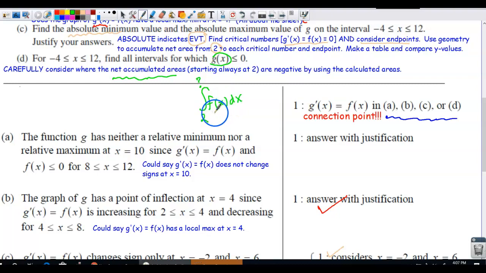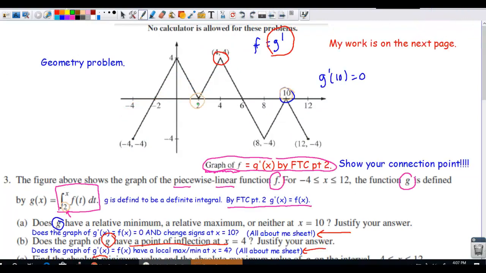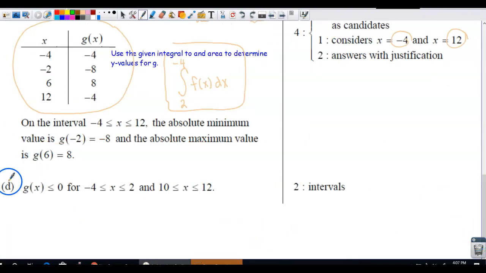dx. So I'm going to start at 2, and I'm going to go to -4, and then 2 to 12, and then I'm going to determine where the areas are positive and negative. And I'm going to use these areas that I found again before to figure that out. And so G of x is negative from -4 to 2 and from 10 to 12, because the overall value of those regions would give you a net area of negative.